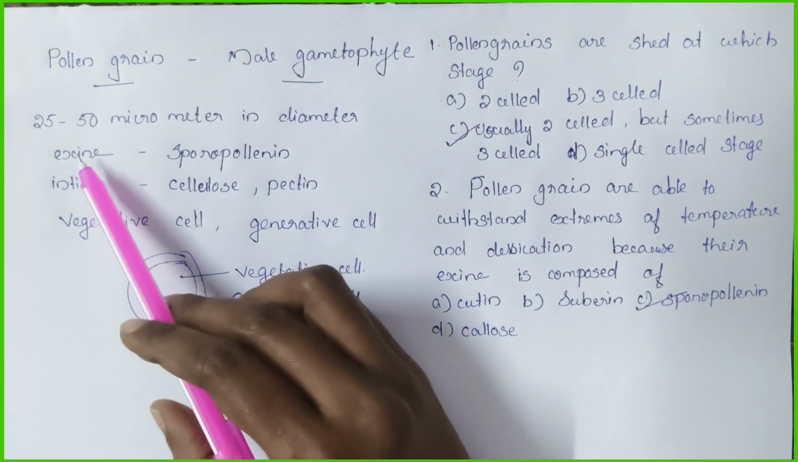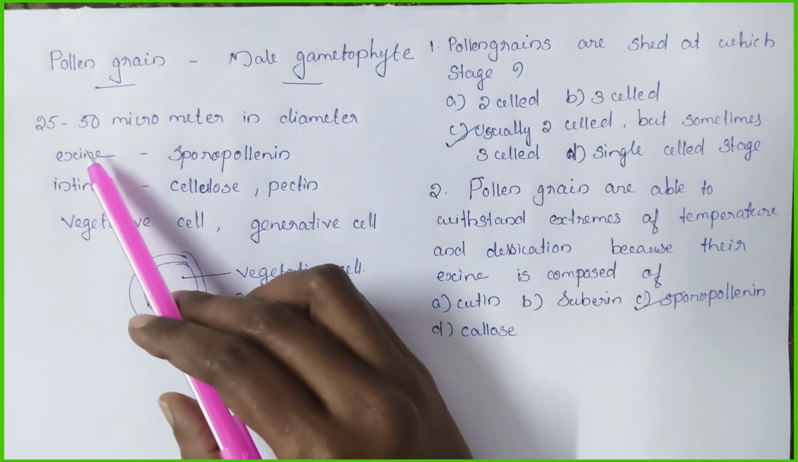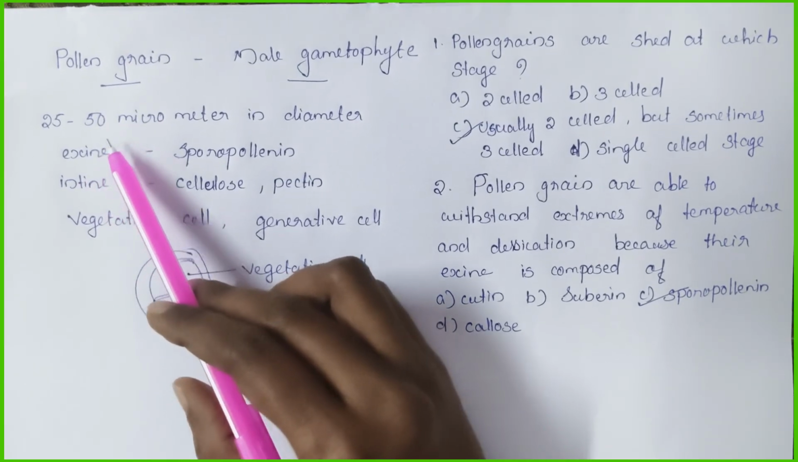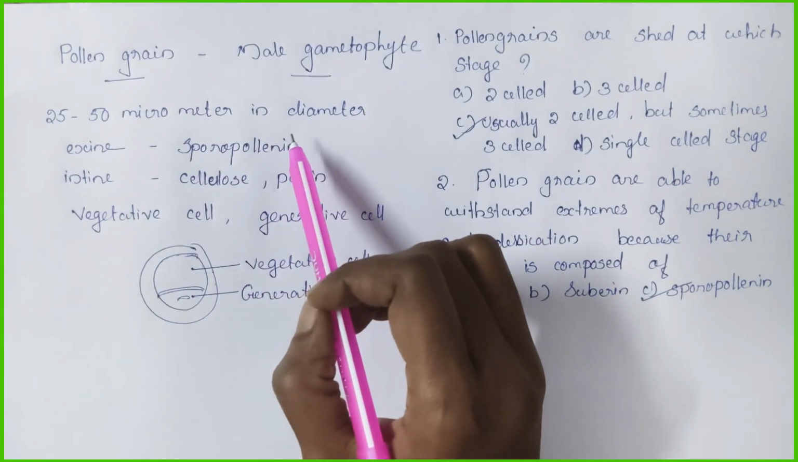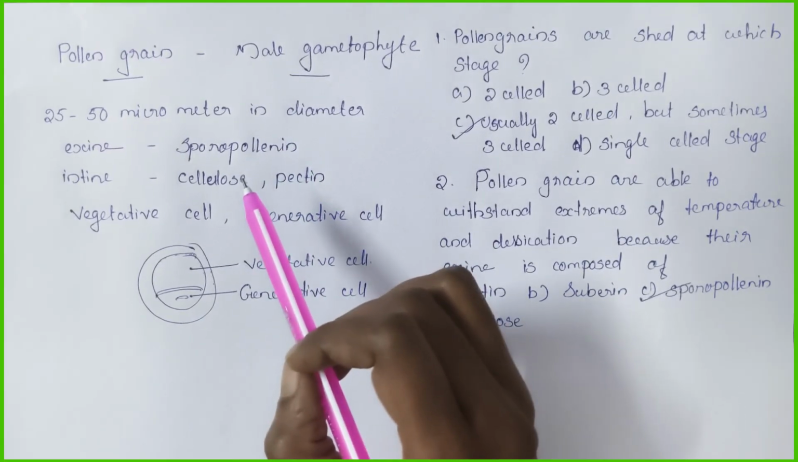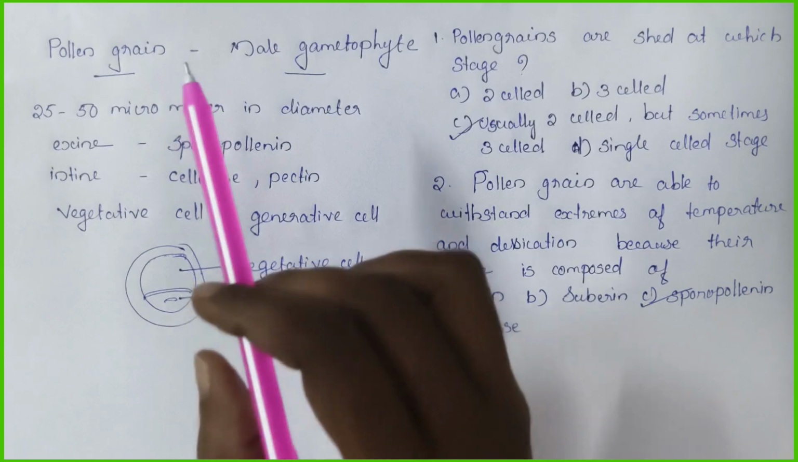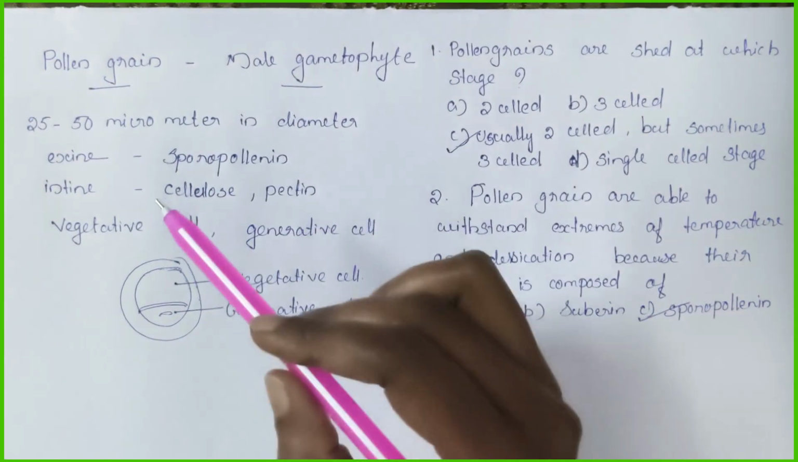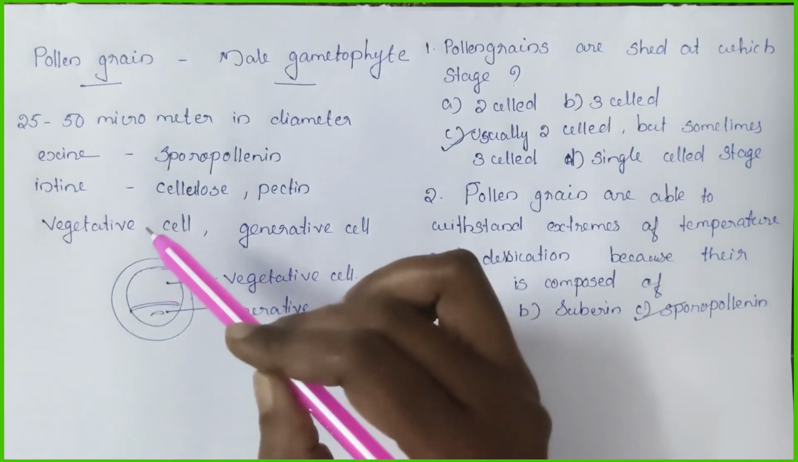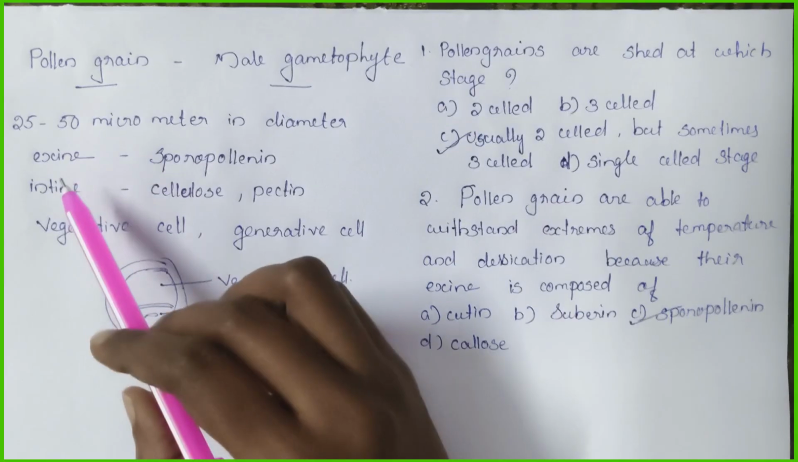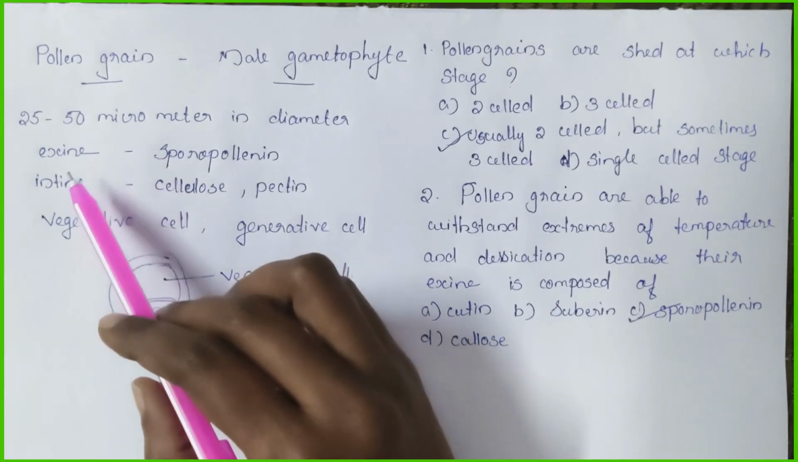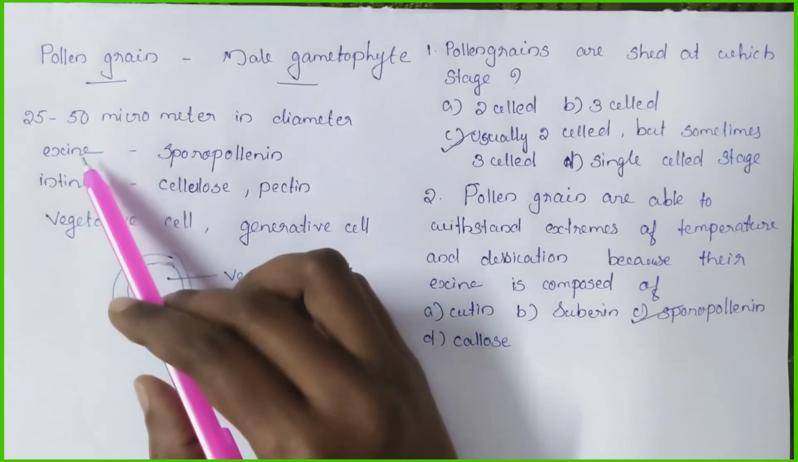So here you can see the size of the pollen grain is 25 to 50 micrometer in diameter. Next we can see pollen grain is covered by two layers. It is a two-layered structure. The outer layer you can say exine, and the inner layer is called intine.